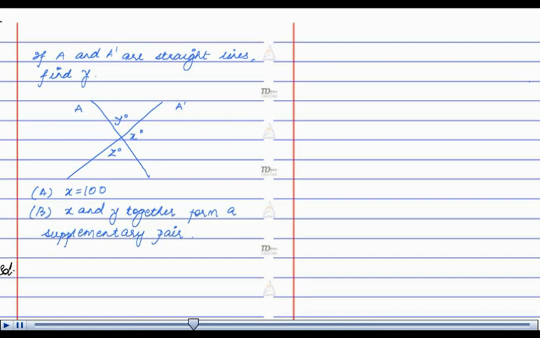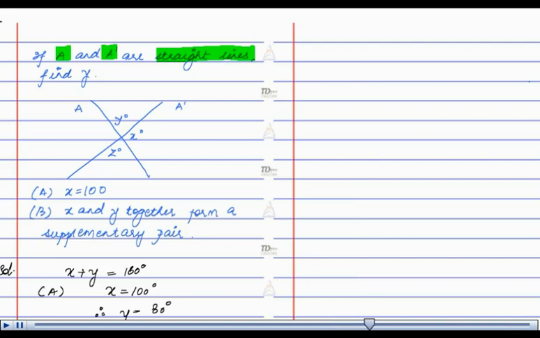Now, since it has been given that A and A dash are straight lines, we have x plus y equal to 180 degrees, because a straight line forms an angle of 180 degrees. If we use statement A, we have x is equal to 100 degrees, therefore y will be 80 degrees. So statement A alone is sufficient.